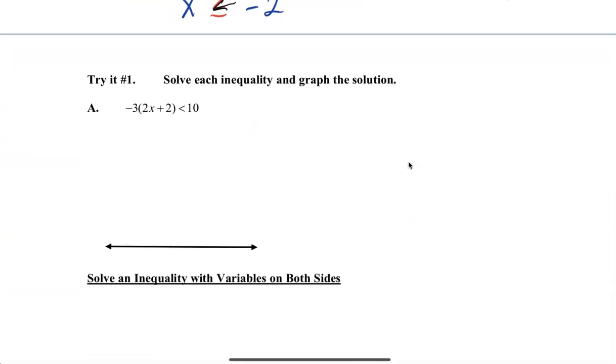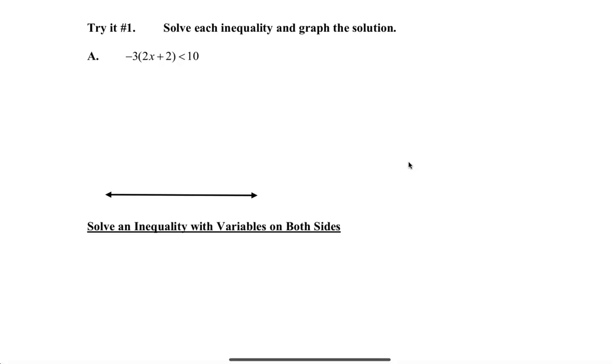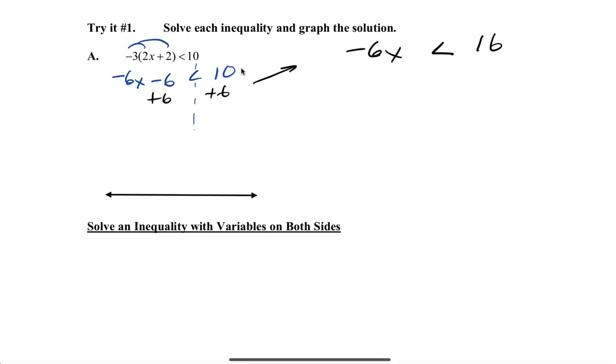Let's try another one just real quick. So same thing here. Let's distribute that negative 3. So I get negative 6x minus 6 is less than 2. Okay, now we have a two-step equation. Whatever we do to one side, I have to do to the other side. So we're going to add 6 to both sides. I'm running out of space, so I'm going to do it over there. So I get negative 6x less than 16.